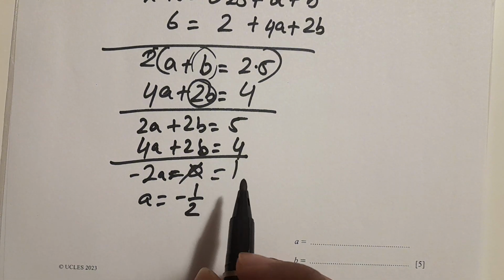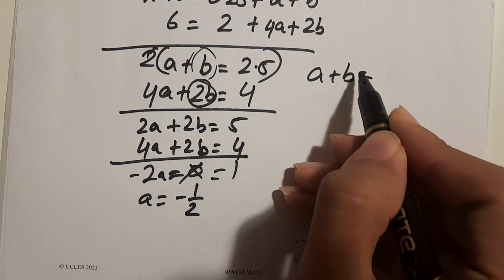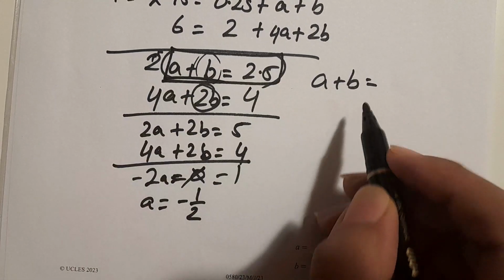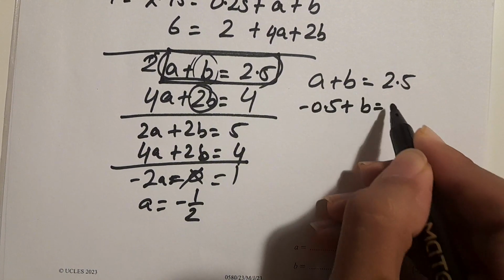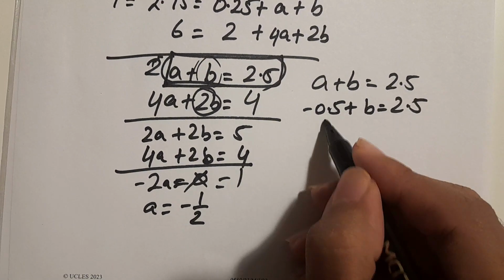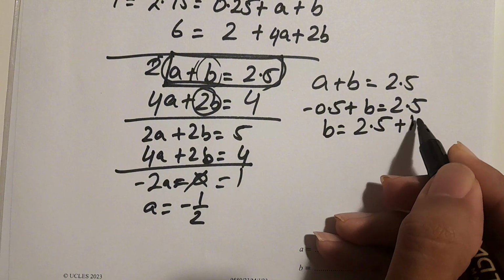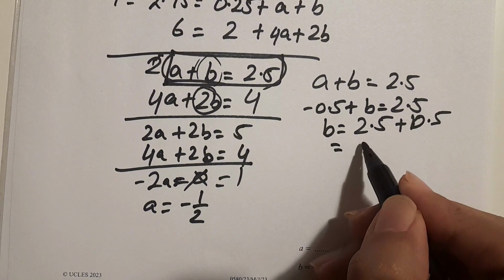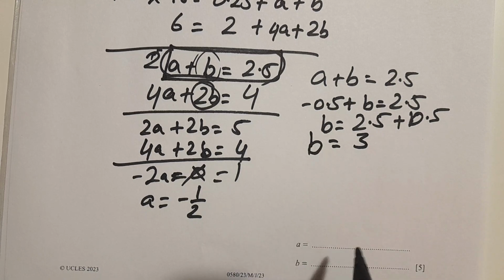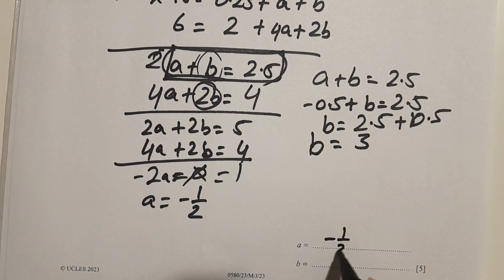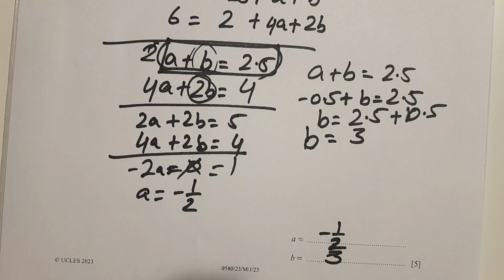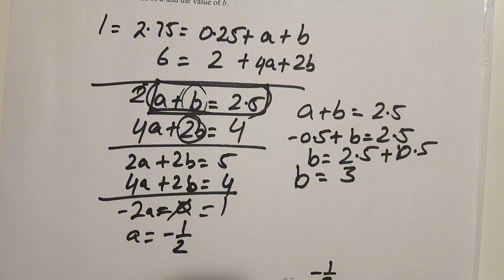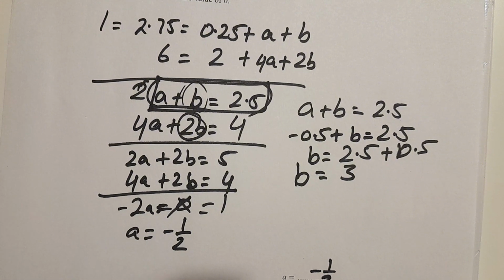And now we have to calculate the value of b. So we have a plus b, this equation is equal to 2.5. The value of a is minus 0.5 plus b is equal to 2.5. So minus will be moved there. So b is equal to 2.5 plus 0.5, which will be 3. So the value of b is 3. So a is minus 1 over 2, and b value is 3. So this is how we will calculate the equation using simultaneous equation. This method is simultaneous equation.